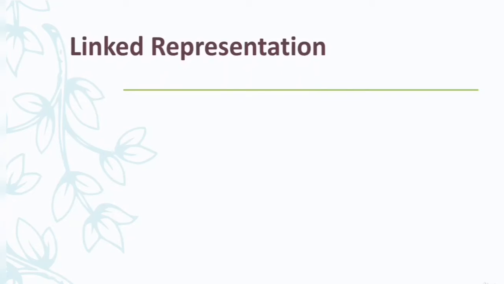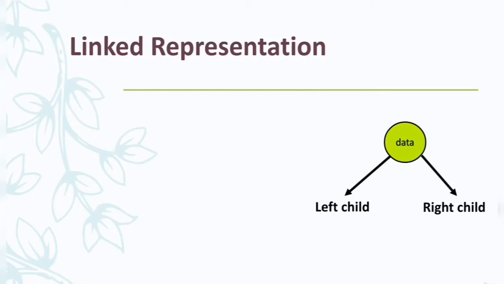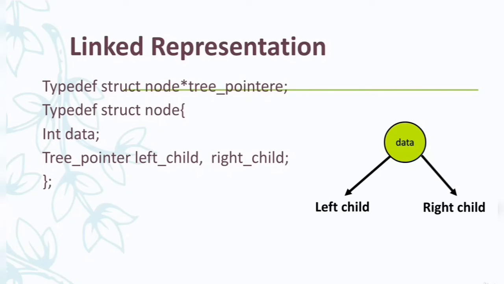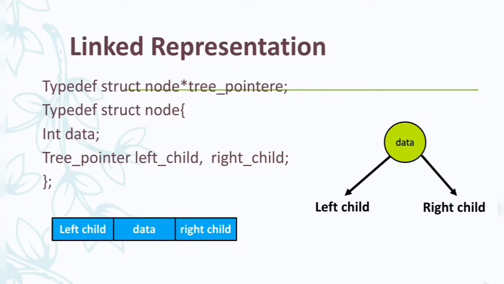Let's move forward to the next point, that is link representation. As we know, each node has three parts. The first one is data, the second one is the address of the left child, and the third one is the address of the right child. So this is how we can write the structure of a node in a tree. Basically it has three parts: the integer data, then the pointers to the left child and right child.